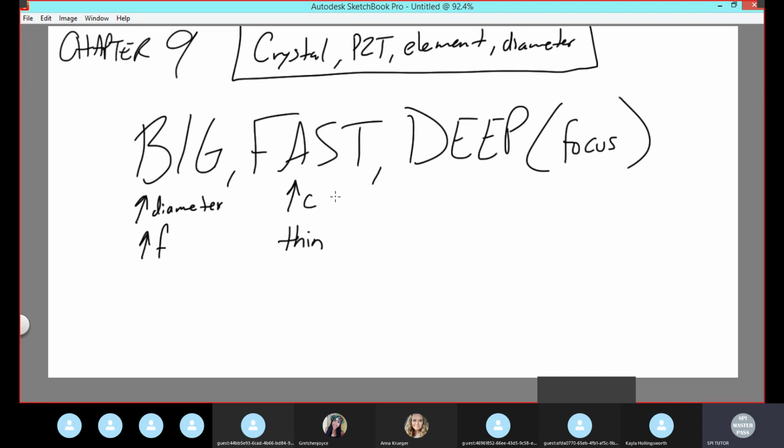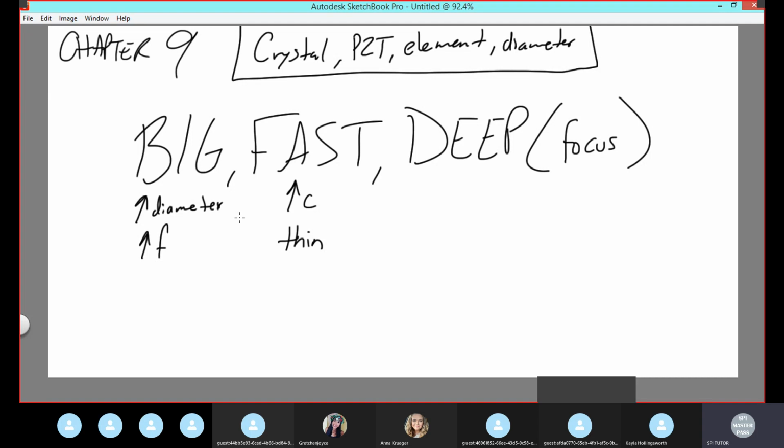So what does all of this mean? Now, you don't have to have all of these criteria. Like you don't have to have a big diameter, a high frequency, a high propagation speed, a thin crystal for it to be a deep focus. You don't have to have that. You can have just one. You can have a big diameter versus a small diameter. The big diameter will go deep. You can have a thick crystal versus a thin crystal. The thin crystal will go deep. So it's not that you have to have all of these in order for this to be true.